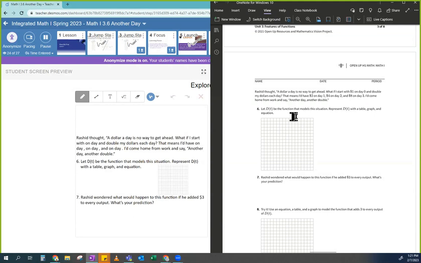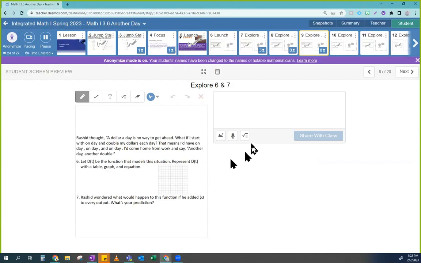So let D of T be the function that models this situation. Represent it with a table or graph. So can you guys do that for me really quick? I want a table. I want a graph. I want an equation. For those of you who are talented at this, let's go. I need an equation as well.